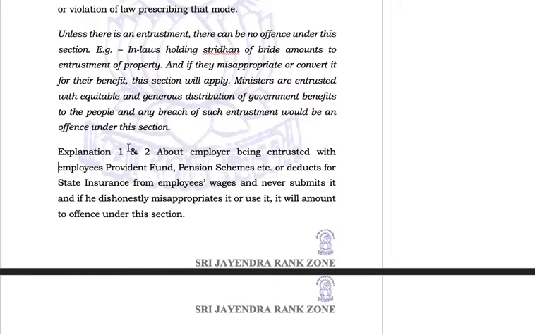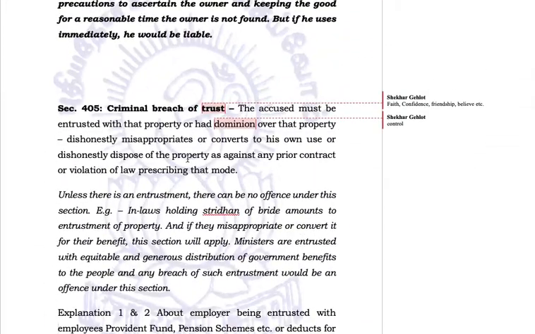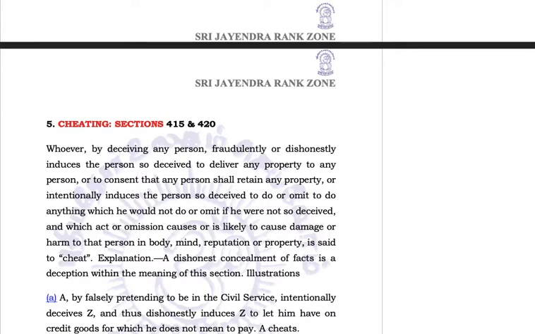If someone is abusing the provident fund contribution of his employees, then also he is guilty under this section, that is criminal breach of trust. Now we go to the next section, that is cheating. The next and last section of this subject is called cheating.